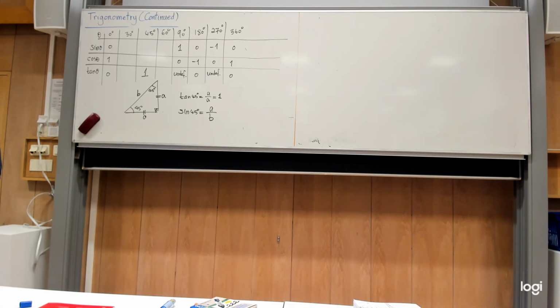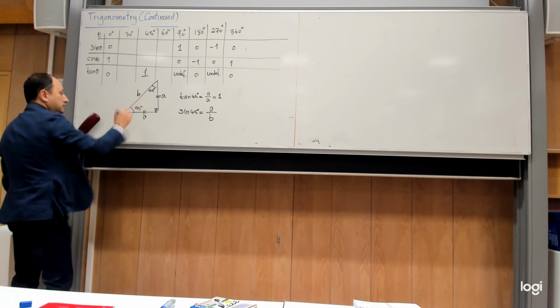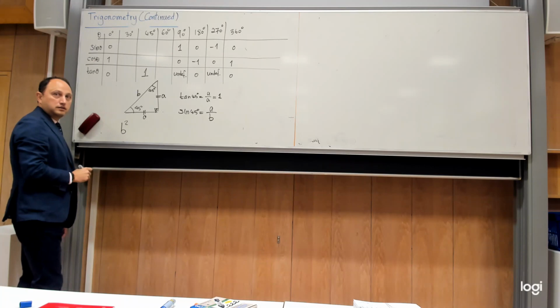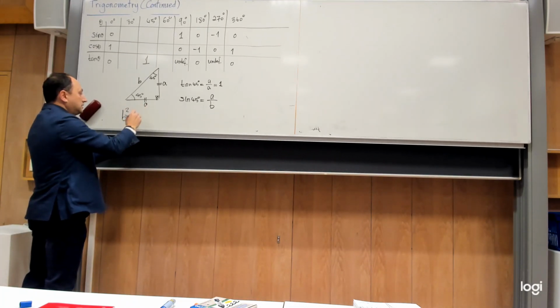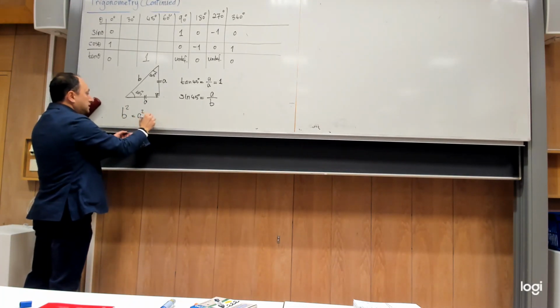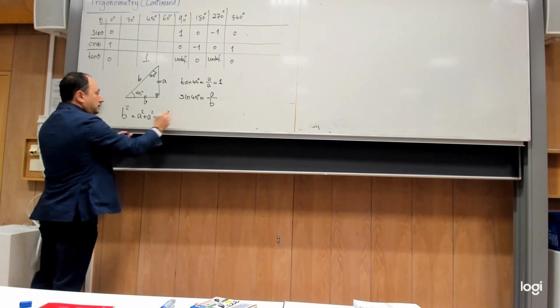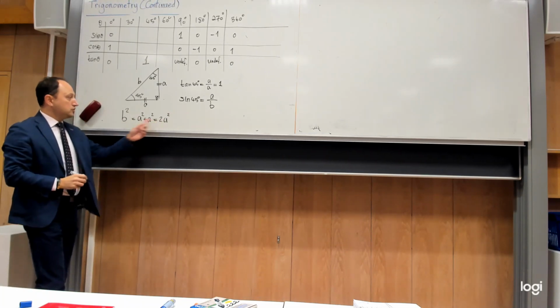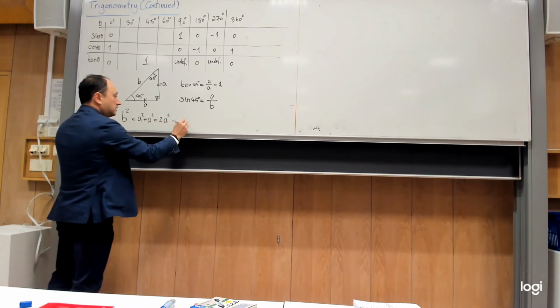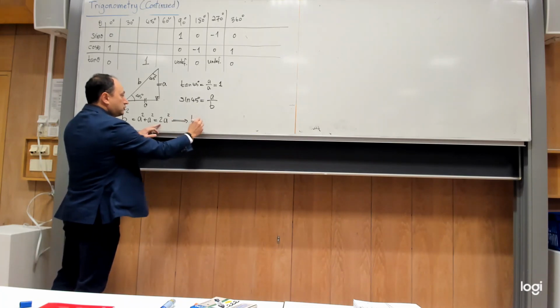Yes? Can you calculate B with the Pythagoras? Yes, Pythagoras Theorem, I use it. So Pythagoras Theorem tells me that B squared is equal to what? A squared plus A squared, which becomes 2A squared. Agree? Then I take square roots. This becomes B. Square root of 2 is the square root of 2.